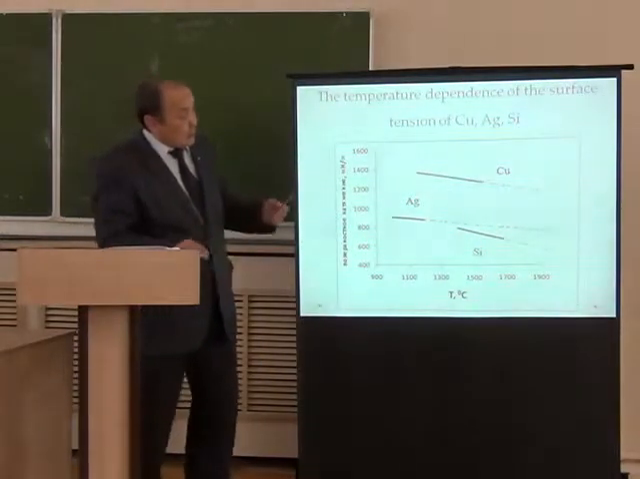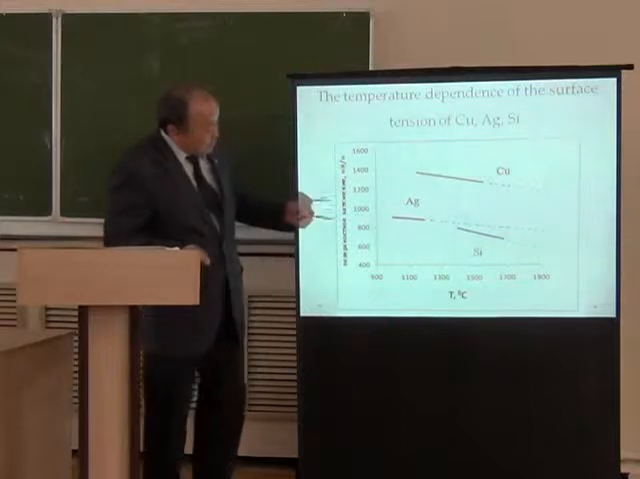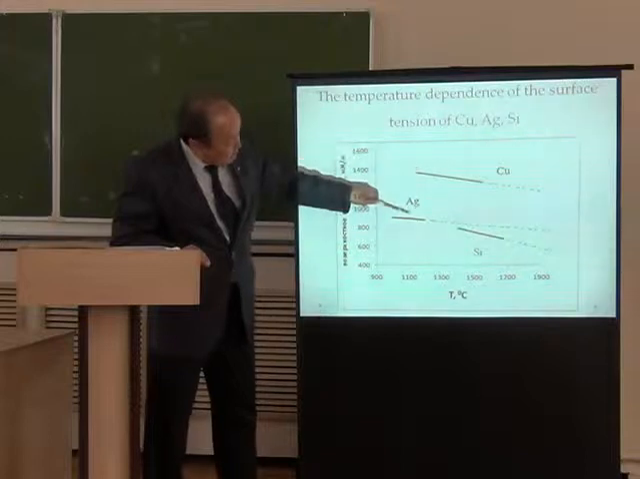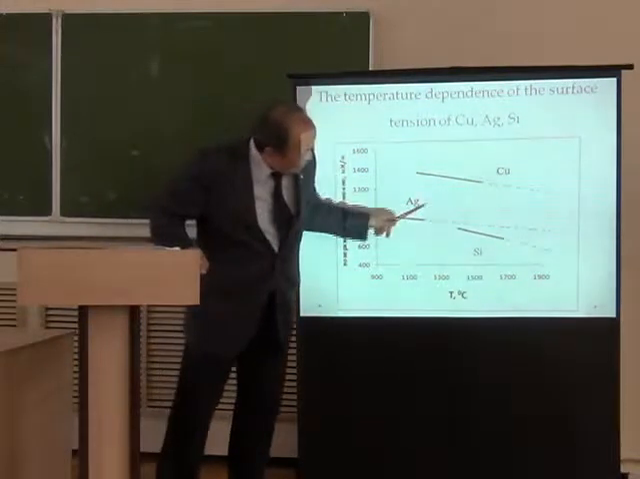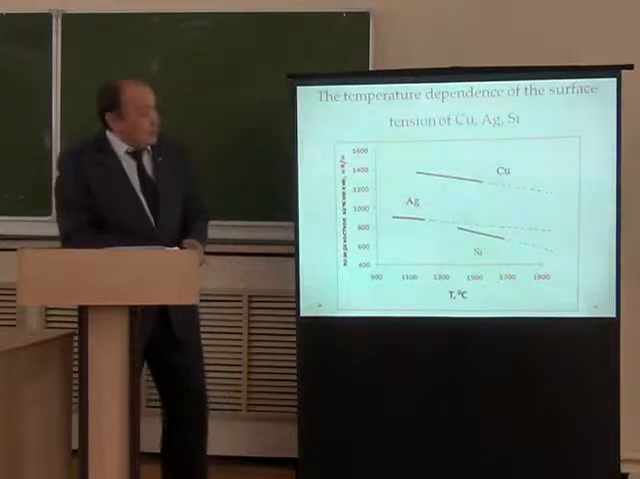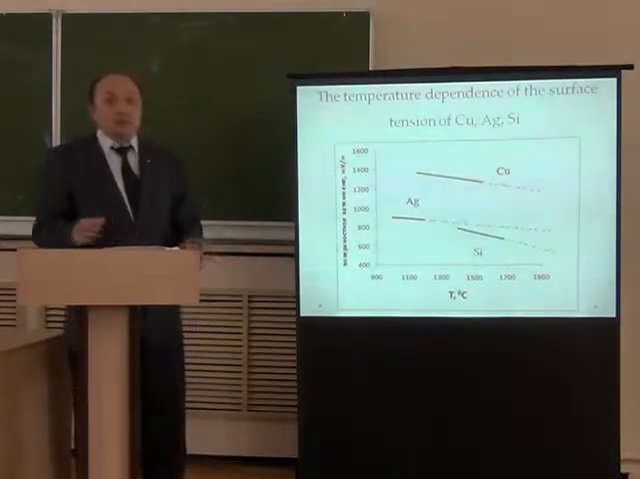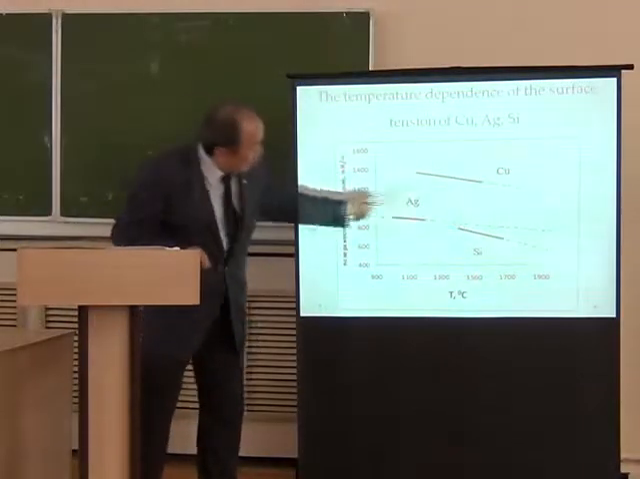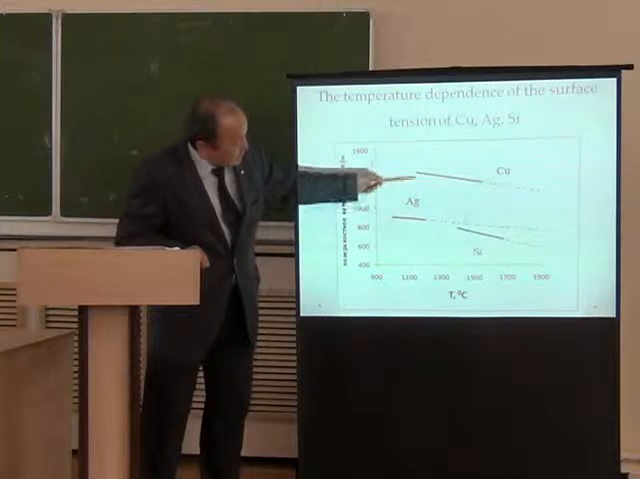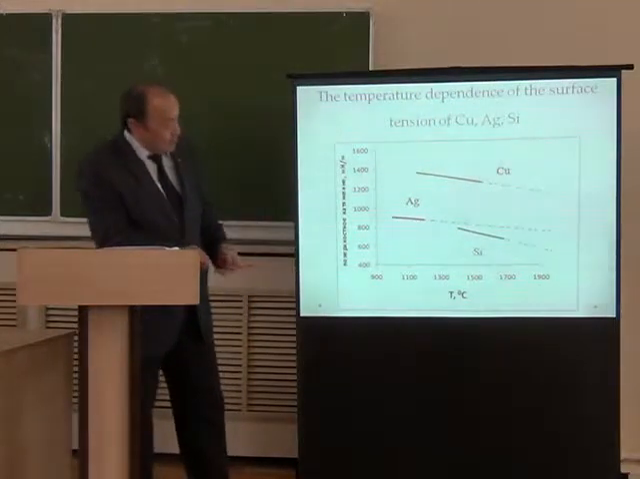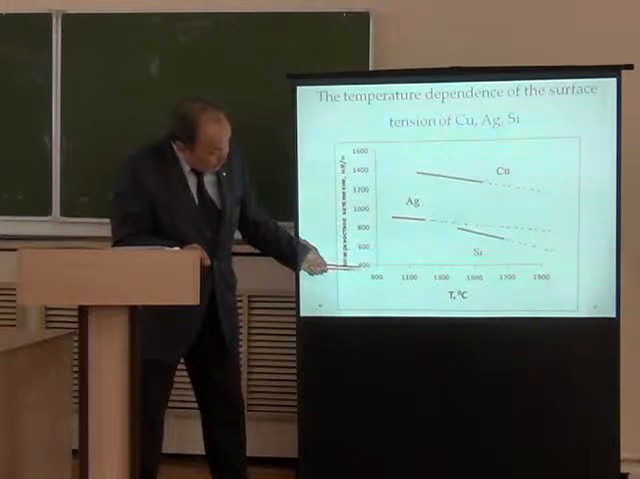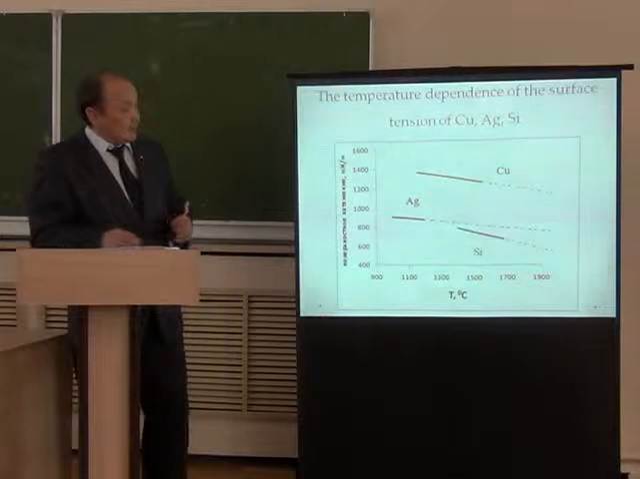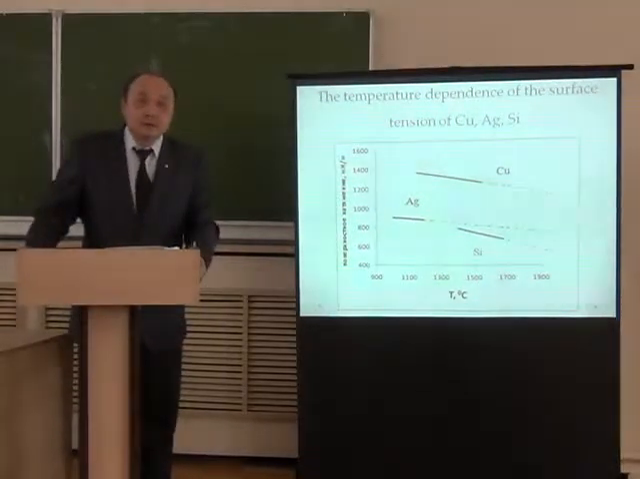But the ratio between the surface tension of cuprum, argentum, and silicon is constant. The distance between the surface tension of cuprum, silicon, and silver, when we rise temperature, is constant. Do you understand?